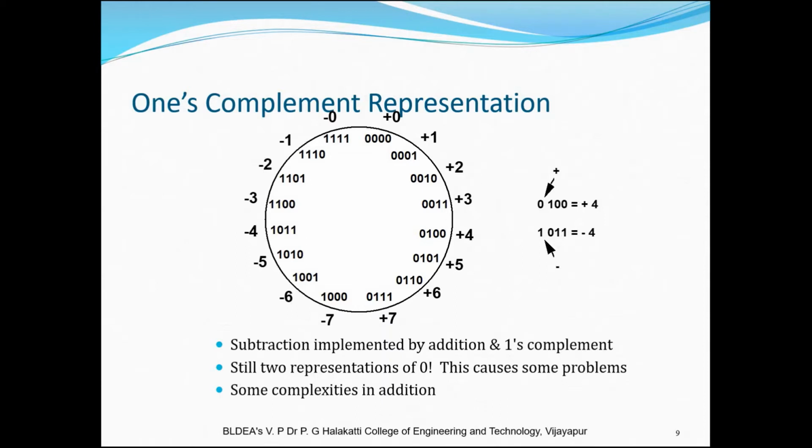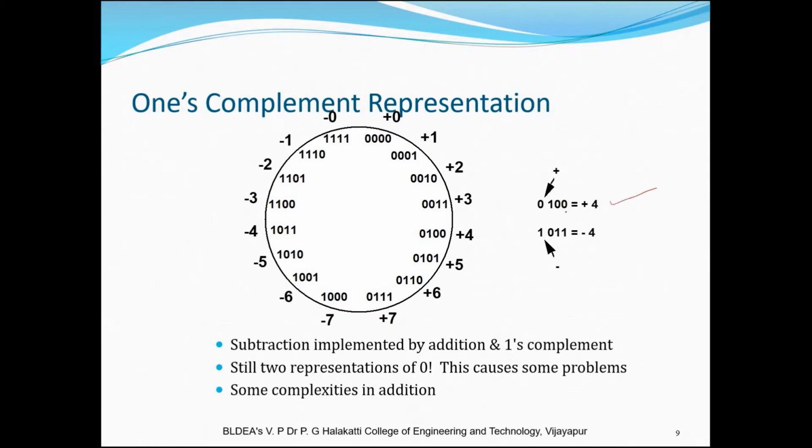Now coming to ones complement representation. In ones complement representation, we are going to take the complement of the numbers. So if there is a 0, it is going to be converted to 1. If there is a 1, it is going to be converted to a 0.